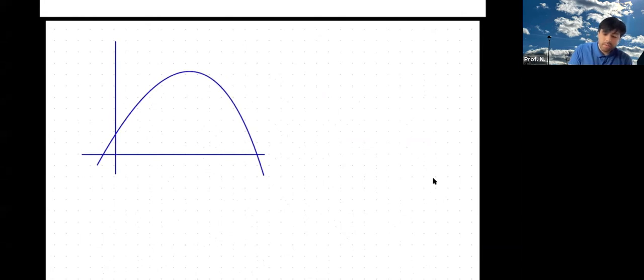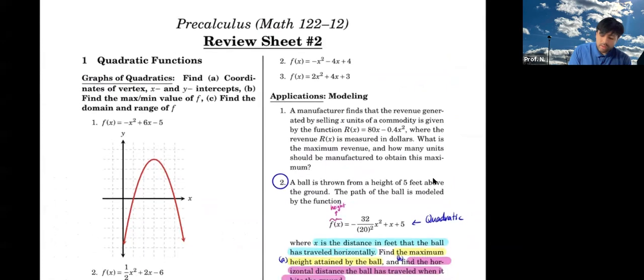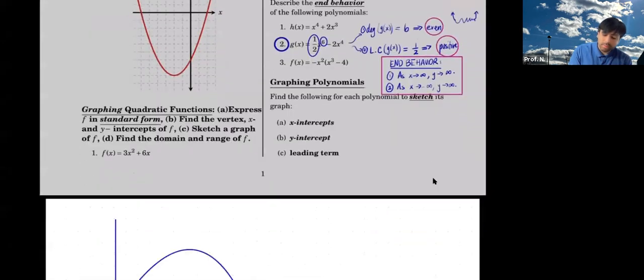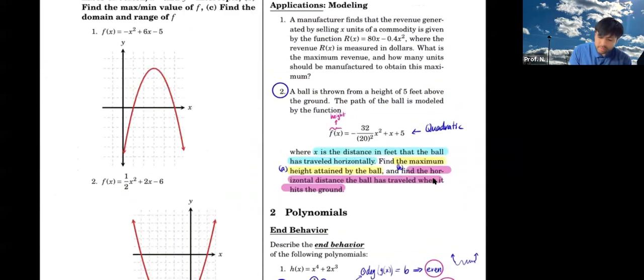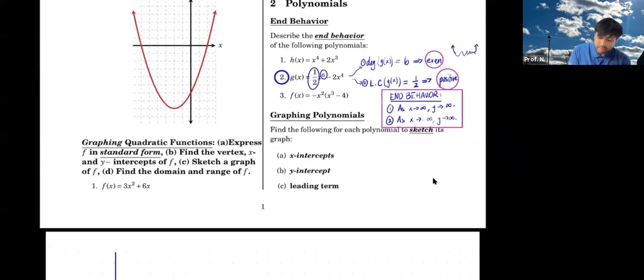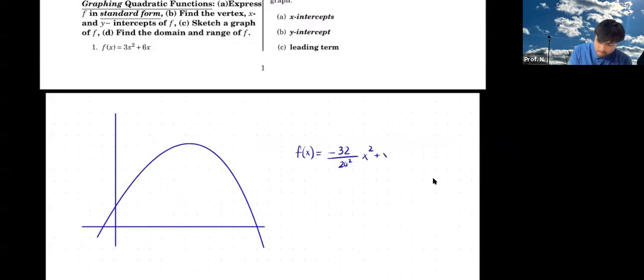Again, let me write this down. f of x is equal to negative 32 over 20 squared x squared plus x plus 5. This is x. This is y. Remember, this represents the height of the ball, and x represents the horizontal distance traveled by the ball.